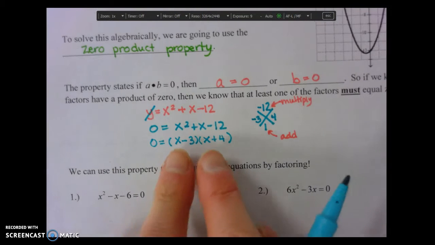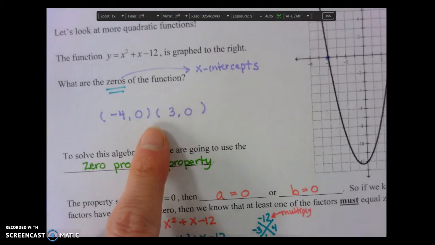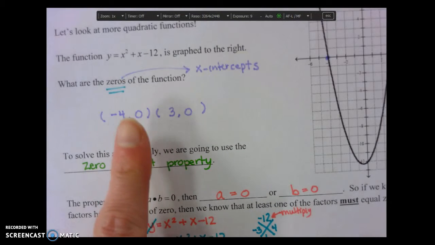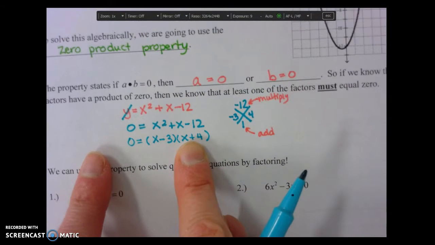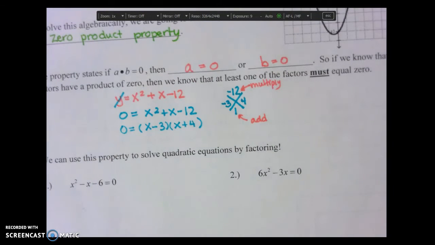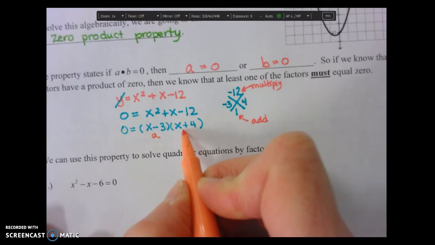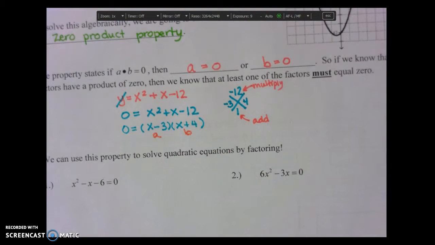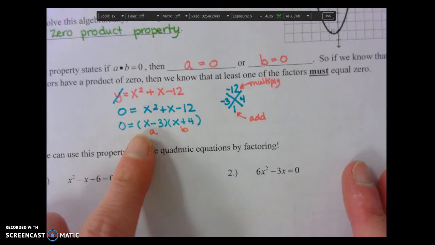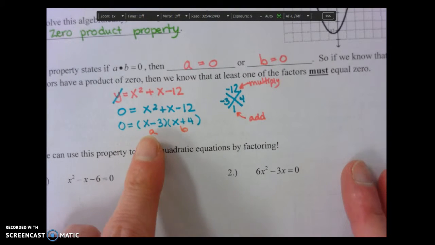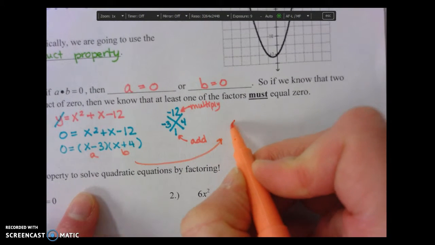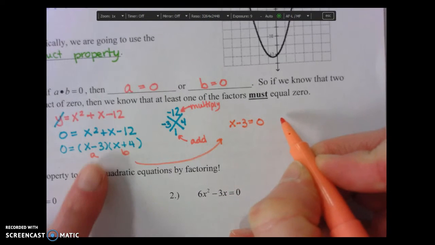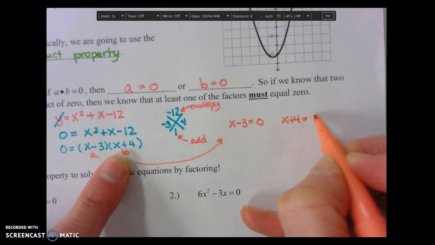Now, how do we go from here to get these answers, which we know are the zeros of the function? Well, this is where this zero product property comes in. You have two things right here that are multiplied together. They equal 0, which means one of them has to equal 0 in order for this to be true. So our new step once we're factored and equal to 0, we're going to take each individual factor and set them equal to 0. So x minus 3 equals 0, and our other factor x plus 4 equals 0.